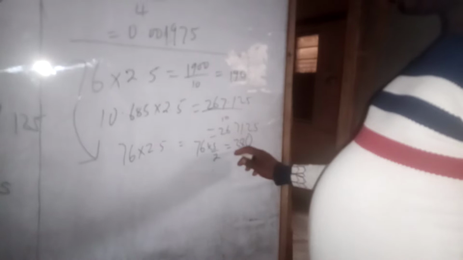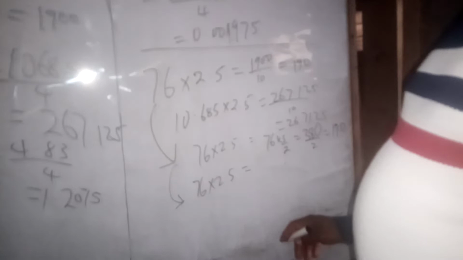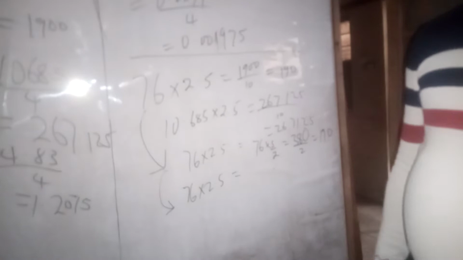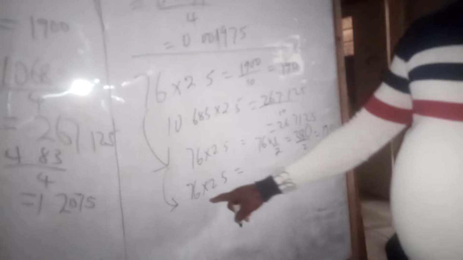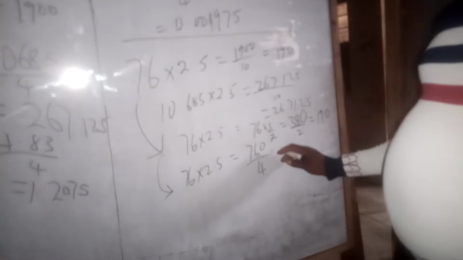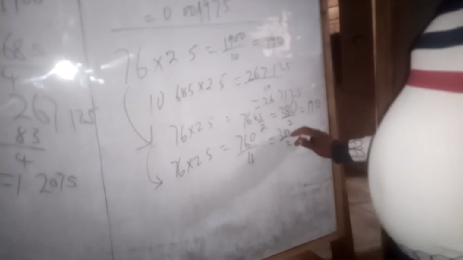Or you can still do this again. 76 times 2.5 can be done by multiplying this by 10 and dividing by 4, no longer by 100, because 10 divided by 4 gives you 2.5. So 76 times 10 is 760, then divide by 4. Of course, 760 over 4 is 380 over 2, and again, 190.